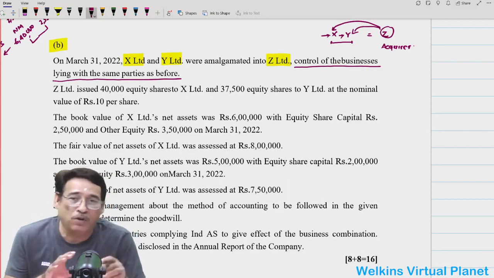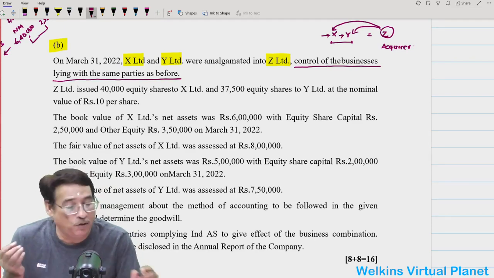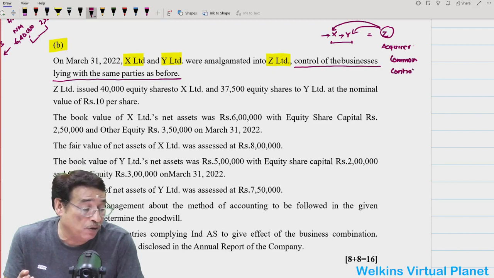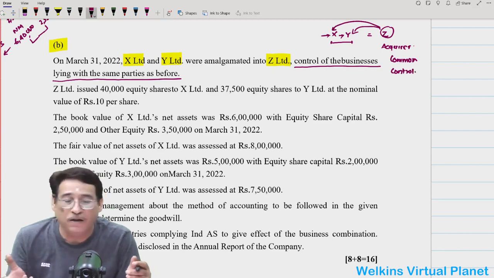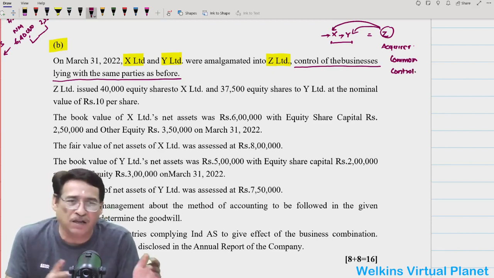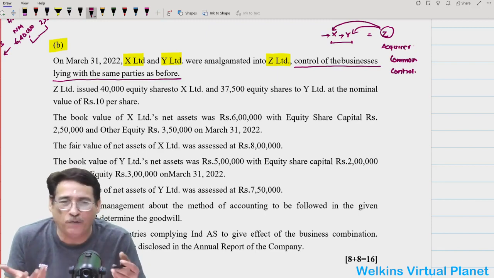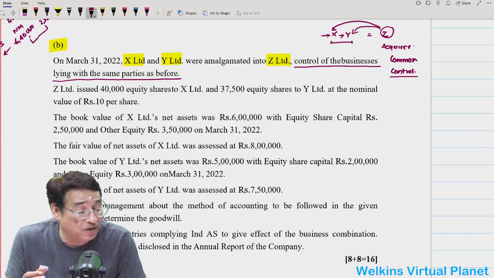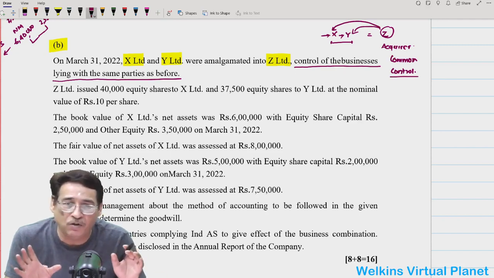So when control lies with the same party, it is known as a case of common control. Even after the merger, control lies with the same parties, quite obviously, because both these parties are forming Jet Limited. So they will command the control. That is the reason it will become a case of common control. Is it clear to you or not?